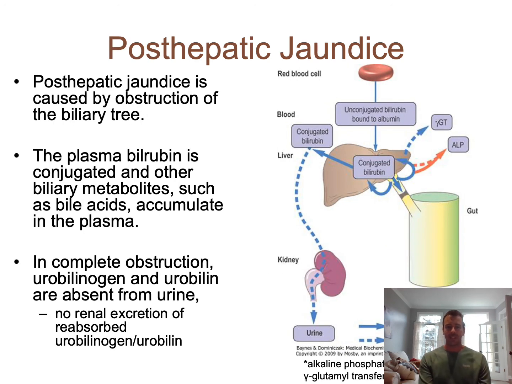Posthepatic jaundice is again caused by an obstruction of the biliary tree. So what happens here is the plasma bilirubin is conjugated and other biliary metabolites such as bile acids accumulate in the plasma, and you get incomplete, and in some cases complete obstruction, where some of the markers in urine are completely absent, and then you have basically no renal excretion of these reabsorbed metabolites. But essentially, the posthepatic jaundice is due to the obstruction in the biliary tree.